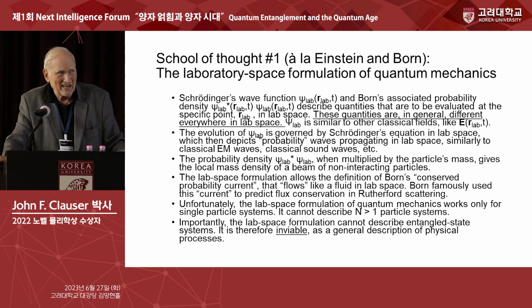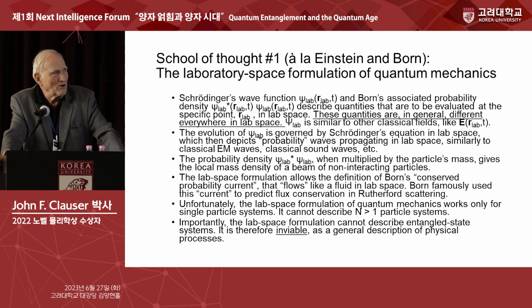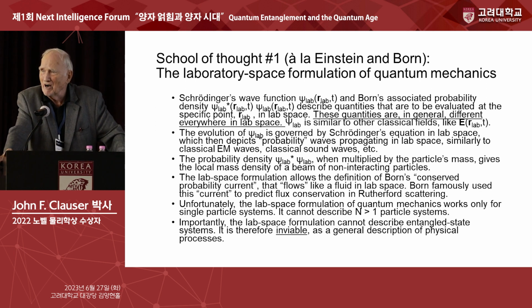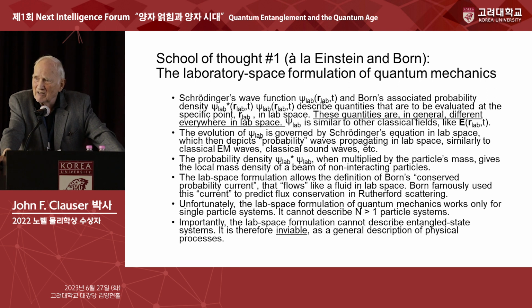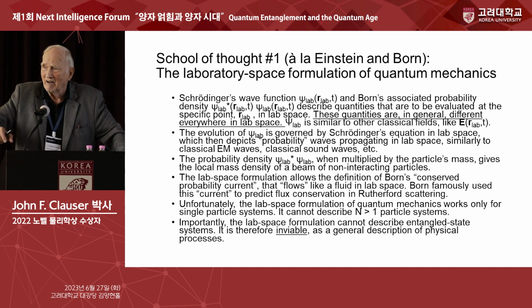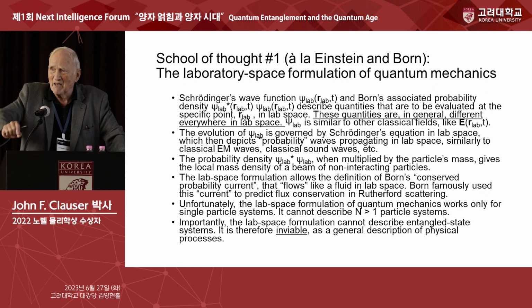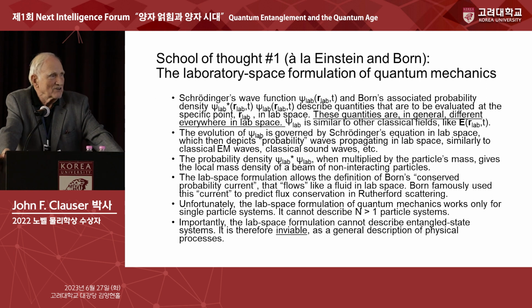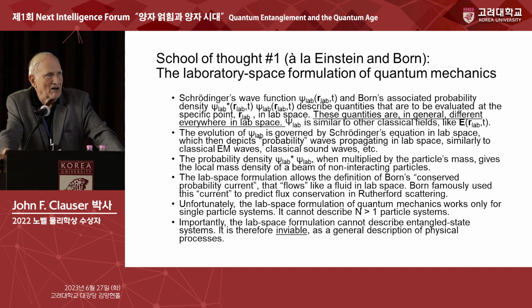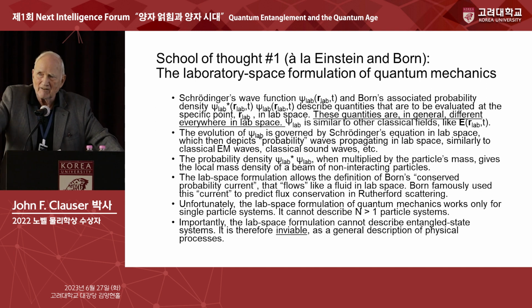They were very understandable. Okay, if you multiply psi star psi times the mass of the particle, and you have a beam of particles, this gives you the mass density of the wave, or of the beam at any point. So it sounds very wonderful. Born also defined, and echoed in all these other textbooks, what's called a conserved probability current. And most of these textbooks even talk about this as a current of particles flowing.